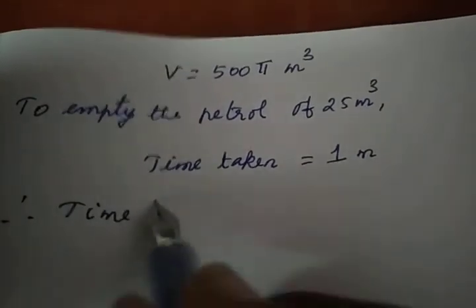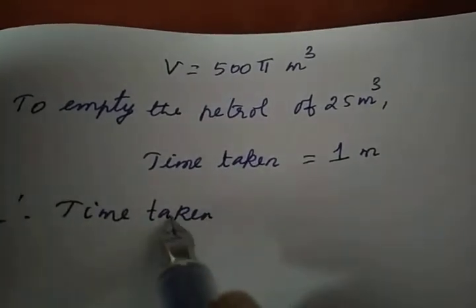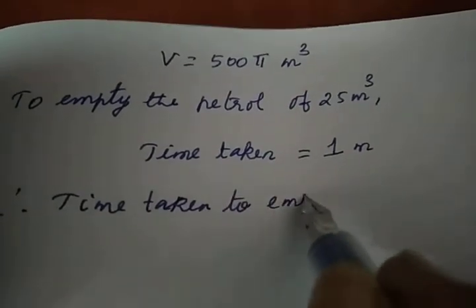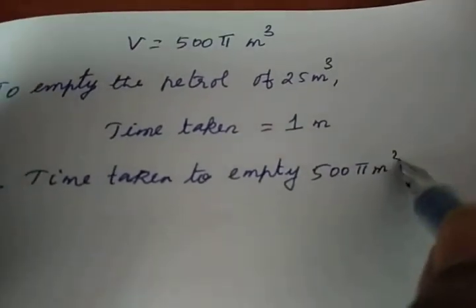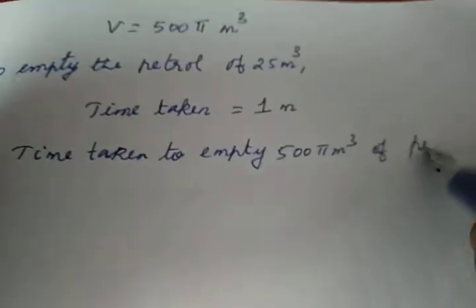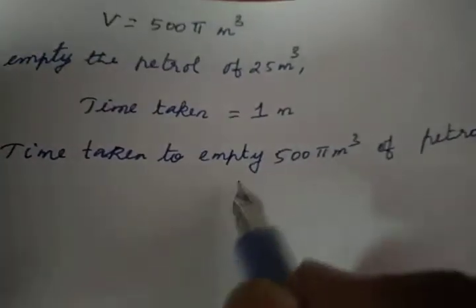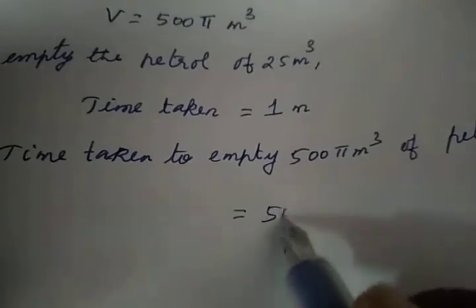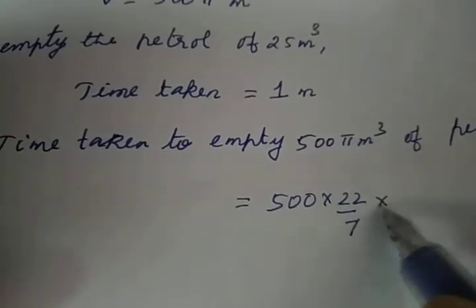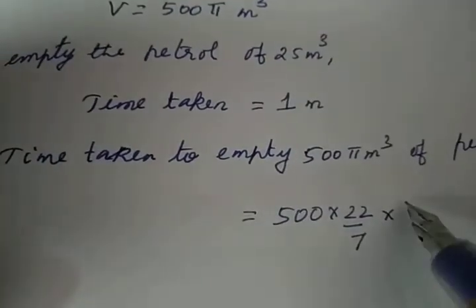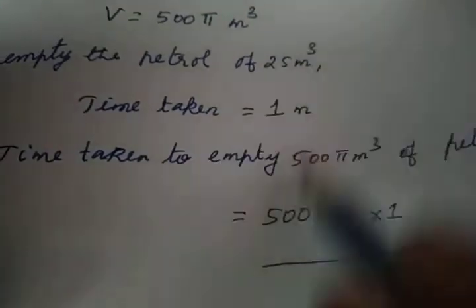Therefore time taken to empty, what is the volume of the cone we have found out? Volume of the cone is 500 pi meter cube. To empty 500 pi meter cube of petrol, what we have to do? 500 pi, with pi as 22 by 7. Time taken for 25 meter cube is 1 minute. The whole divided by this 25.